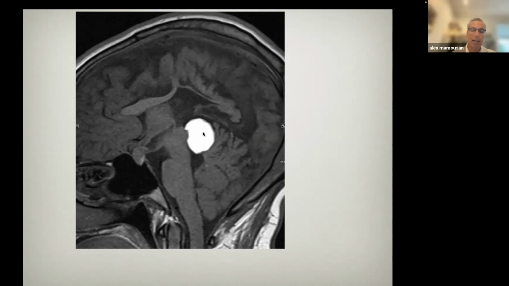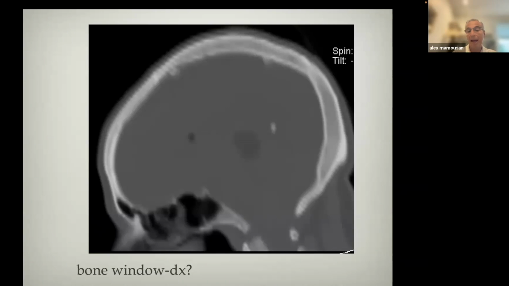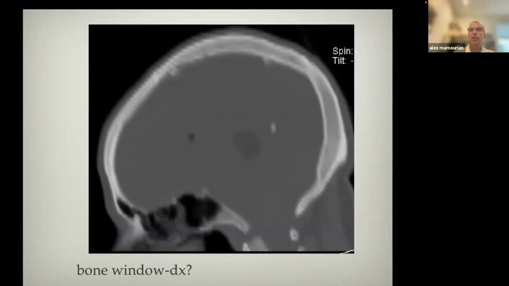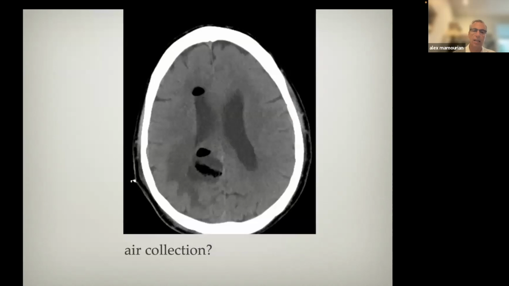So this looks like fat. When we look at it on MR, it looks like fat. Actually, if you think about it here, you just don't expect to see it here. And it looks just like air here. Again, that has to do with the vagaries of window and level on CT. This is a common pitfall in postoperative cases, at least in my practice, where you see this is air in the ventricle after brain surgery for resection of a tumor. This is an air collection.